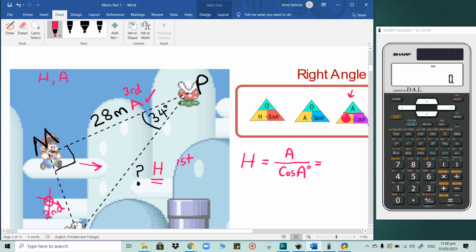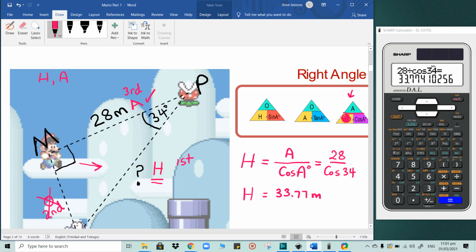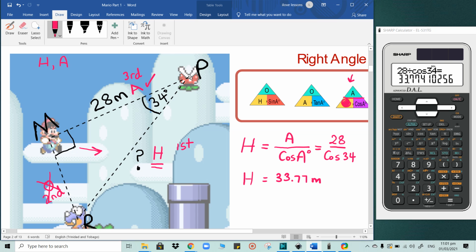So let's finish this question off. What's the length of the adjacent side? 28 meters divided by cos. And how much is the angle we are standing in? 34. Let's work that out, and that will be the end of the question. So 28 divided by cos 34, and we get 33.77 meters, and that's the length of our hypotenuse. That's the length from P to R.